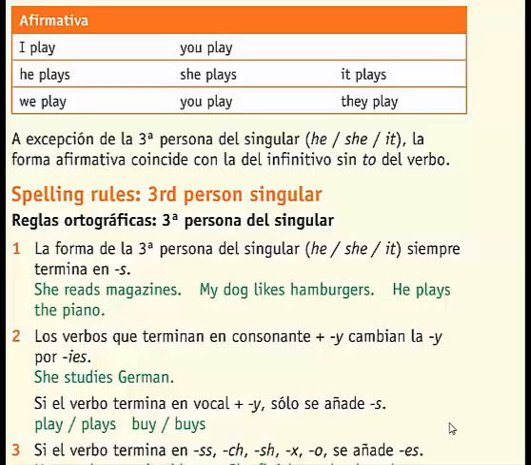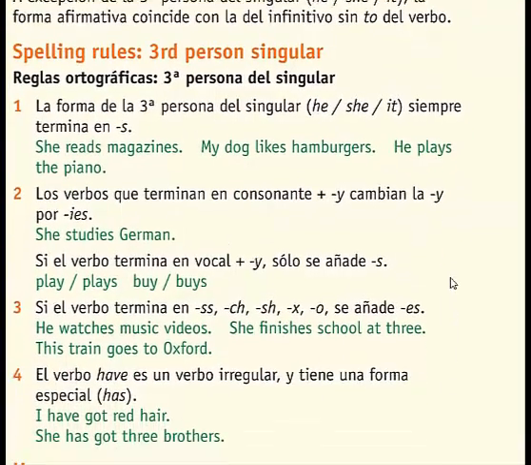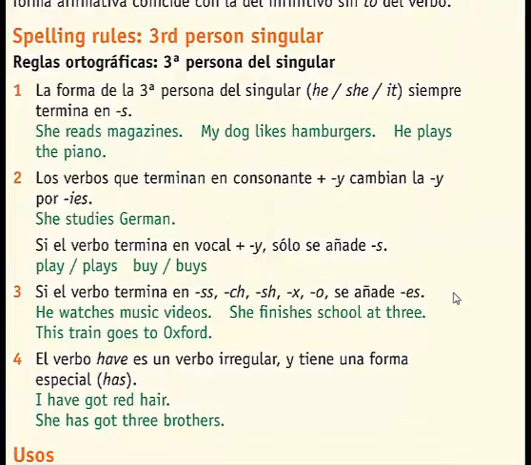If the verb finishes in double S, CH, SH, X, or the letter O, we add ES. He watches music videos, she finishes school at 3, this train goes to Oxford. Rule number 4. The verb to have is an irregular verb and the special form for the third person is has. I have got red hair, but you say she has got 3 brothers.